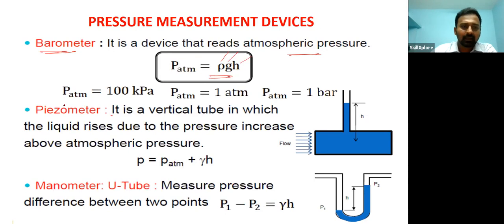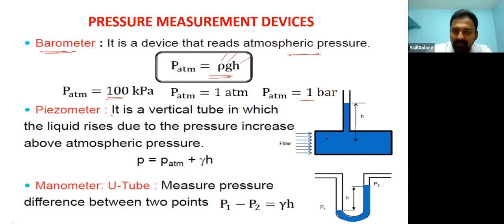So we have different forms of pressure values here. One atm is equal to 100 kilopascal, which is equal to 1 bar. Next thing is the piezometer. It's simply a vertical tube which is used to calculate the pressure which is above the atmospheric pressure, in a closed environment. That is, if a fluid is flowing in a pipeline or a tunnel.